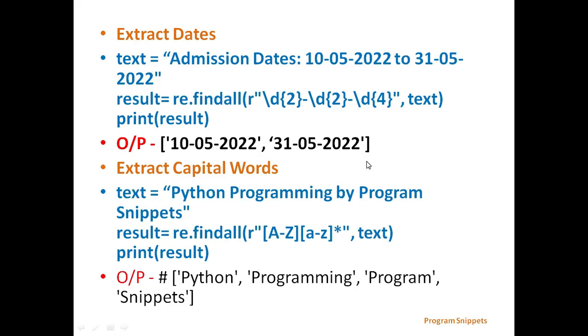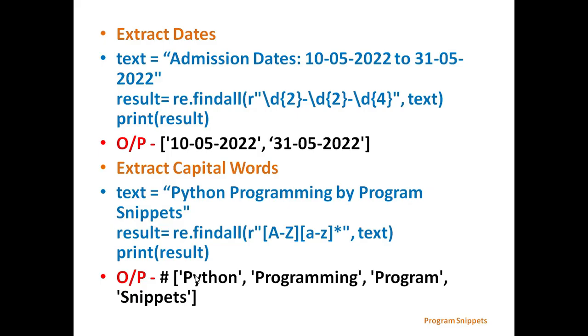Now we'll see extracting words with a capital letter. So we have defined a text with "Python programming by Program Snippets". To find the words with a capital letter, we'll give findall with capital A to Z as the starting character, then small a to z and star. So when we execute, it will give Python, Programming, Program, Snippets. "by" does not start with a capital letter, so it will not be displayed in the output.